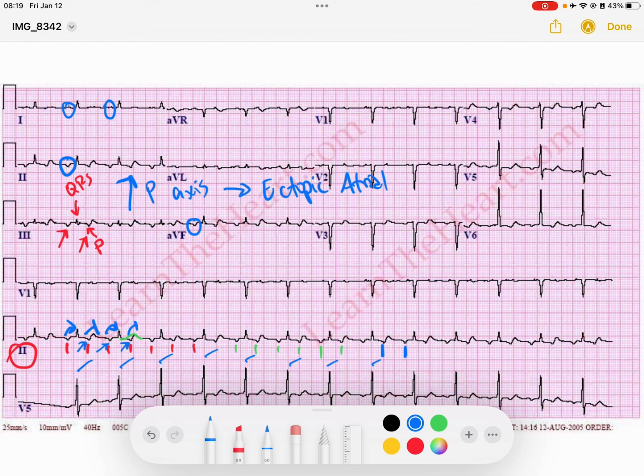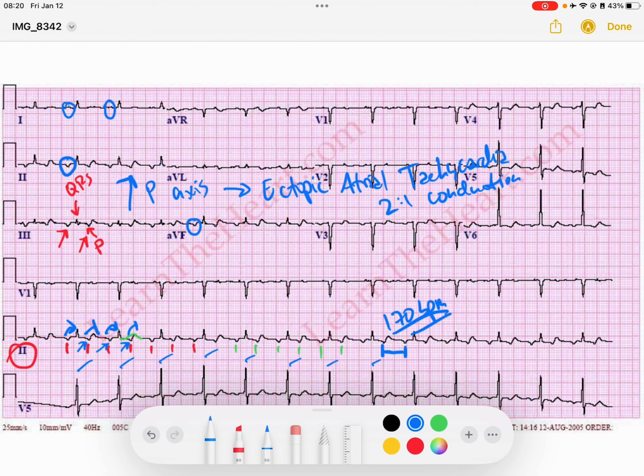This is my atrial rate here, occurring maybe at 170 beats per minute. And in this individual, their AV node is unable to conduct every single atrial depolarization, so it's conducting every other. So this is an ectopic atrial tachycardia with 2-to-1 conduction.